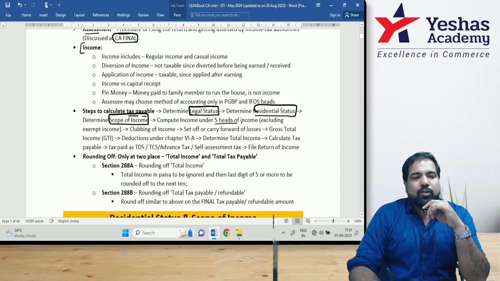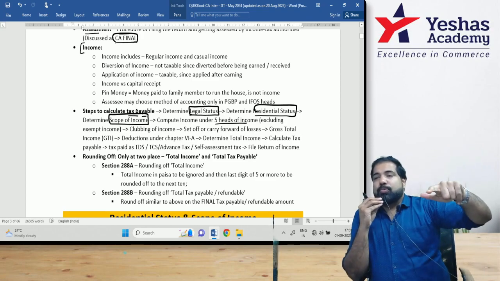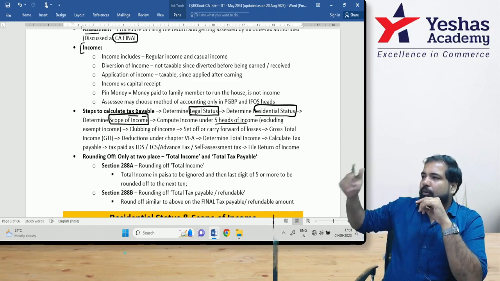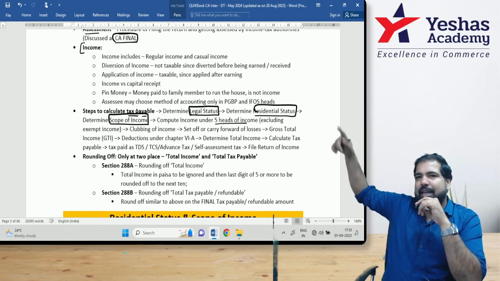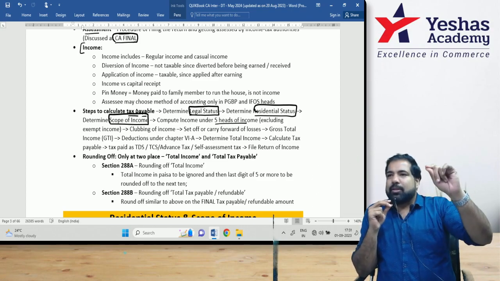Next, I will have five heads of income. Please tell me the first head. Salary. The next head. House property. Next head. Business and profession. Next head. Capital gains. And last one, IFOS. Only open the room if there is income, otherwise keep it locked.